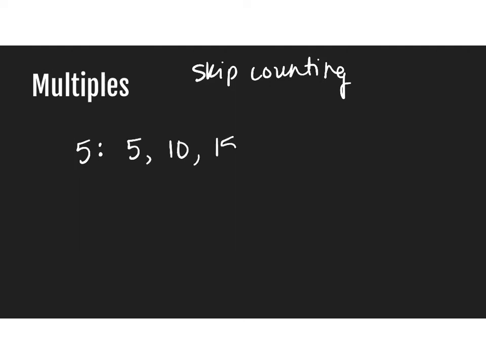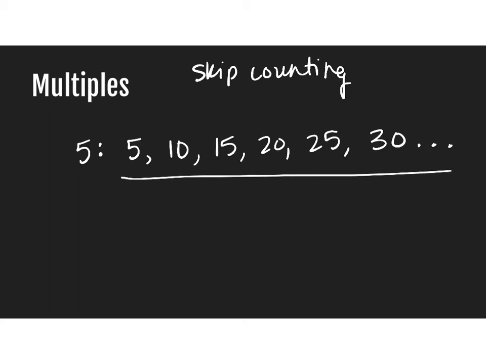Sometimes when I think about multiples, I think about skip counting. So let me show you what I mean by this. If I asked you to find multiples of 5, you could skip count by 5, and every single one of those numbers would be a multiple of 5. So if I asked you to count by 5s, you'd say 5, 10, 15, 20, 25, 30, and this would go on and on forever, right? Another way to think about this is all of these numbers are numbers that can be divided by 5 without a remainder.